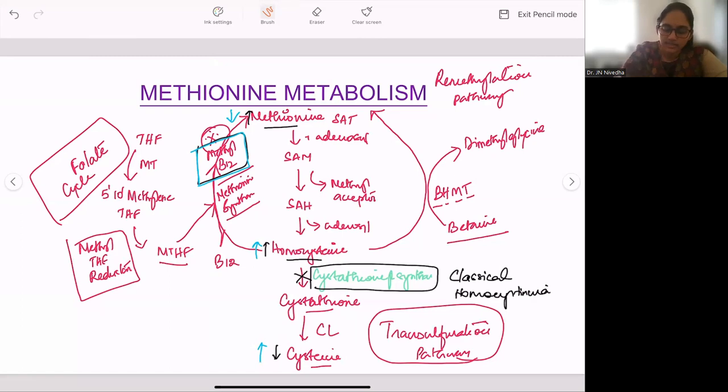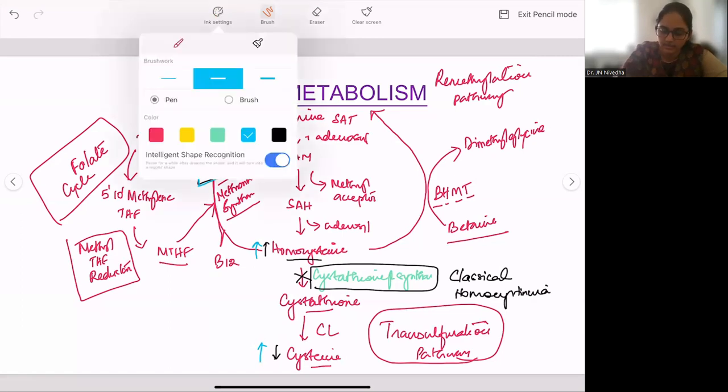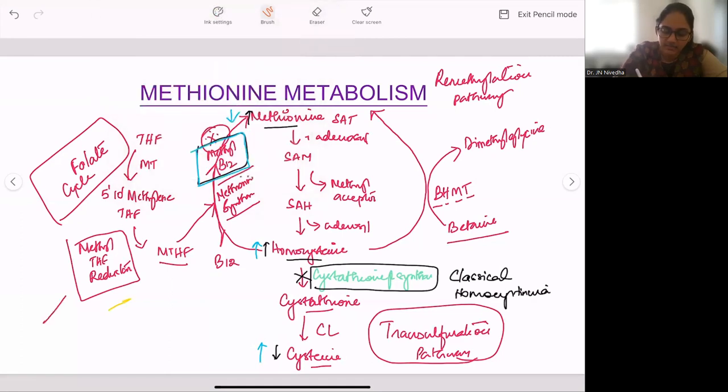And one more is methyl tetrahydrofolate reductase. If this enzyme is deficient, what happens? There is no formation of methyl tetrahydrofolate, so there is no formation of methylcobalamin. Again, remethylation from homocysteine to methionine will not occur. So this again leads to accumulation of homocysteine in the plasma and homocystinuria.